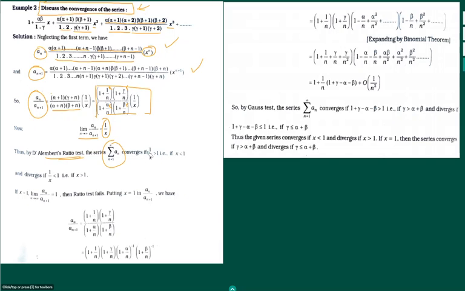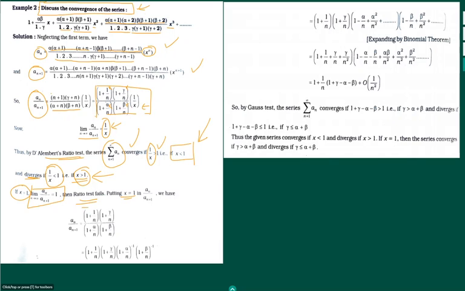By the ratio test, this series would be convergent if L is greater than 1, that means if x is less than 1, and the series would be divergent if 1 over x is less than 1, that means x is greater than 1. So the series is convergent for x less than 1 and divergent for x greater than 1. If x is equal to 1, then the limit of an over an plus 1 would be 1. So that means the ratio test fails.